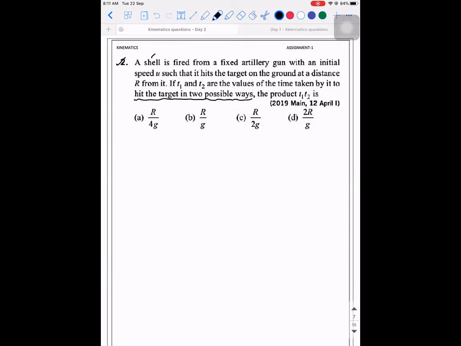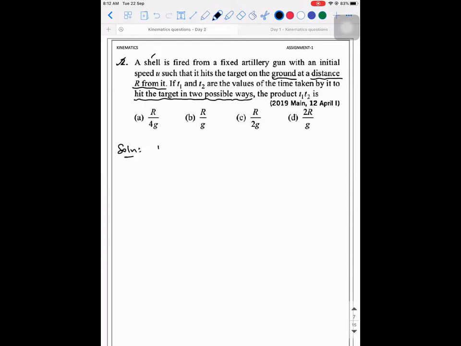The thing is such that it hits the target on the ground at a distance r from it. What do we mean by that? It means the range is fixed. The angles of projection are changed. So indirectly they are telling you that there are two angles of projection. What are they? Theta 1 or theta and 90 minus theta. That is what they are saying. Now can you solve it?